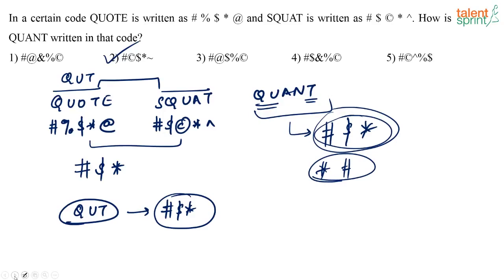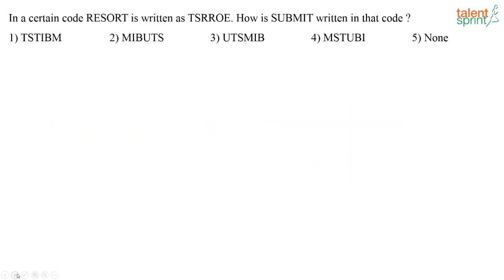Yes, everybody got it correctly? Good. Next one. In a certain code, resort is written as follows. How is submit written in that code? So how would you solve this? See, resort. Resort is coded as follows. So what have they basically done?